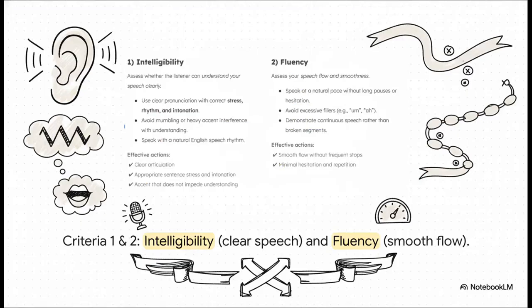This slide lays out the first two linguistic criteria perfectly. So on the left, you've got intelligibility. Basically, can the listener understand you clearly? Notice it's all about stress, rhythm, and intonation. And on the right, you have fluency, which is about that smooth, natural flow of speech, trying to avoid those long, awkward pauses or too many ums and ahs.